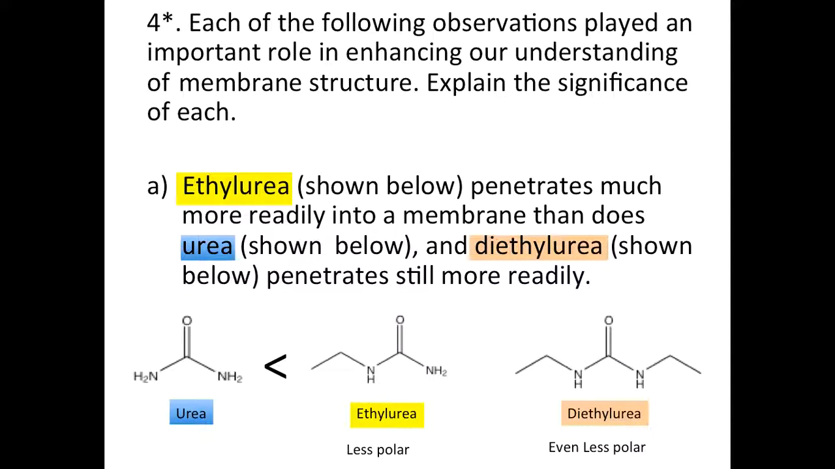And when you treated the cells with diethylurea, which is even less polar than ethylurea, you found that it penetrates the membrane more readily. This confirms that the less polar molecules can pass more easily through the membrane. This observation provides evidence that the polarity of the molecule affects its permeability through biological membranes.